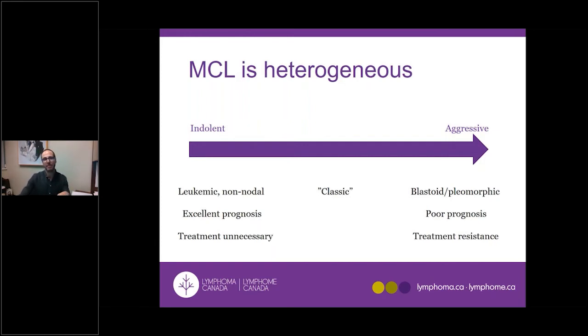But at the very extreme end of the spectrum, you have a very aggressive form of mantle cell lymphoma. And that's when the lymphoma has acquired a number of very aggressive mutations that make it very fast growing, very resistant to treatment, and very difficult to treat. So the classic examples here are something called the blastoid or the pleomorphic variants of mantle cell lymphoma. And those are terms used by the pathologists to describe how aggressive they look under the microscope. These have a poor prognosis and often they don't even respond to treatment. So these are very tricky cancers to treat. So every patient will live somewhere in this spectrum.